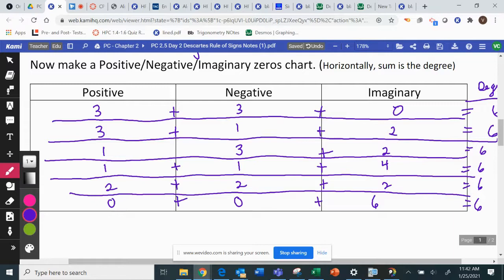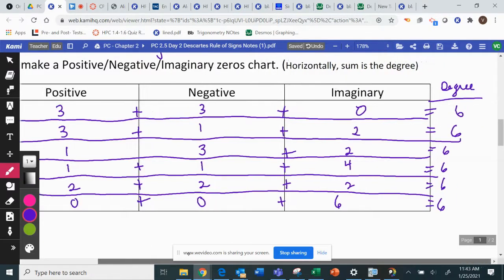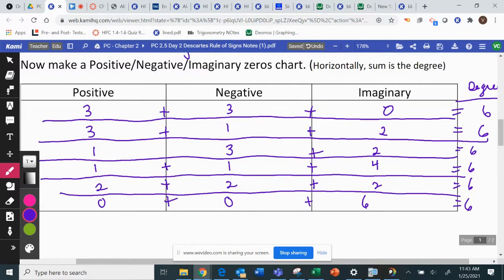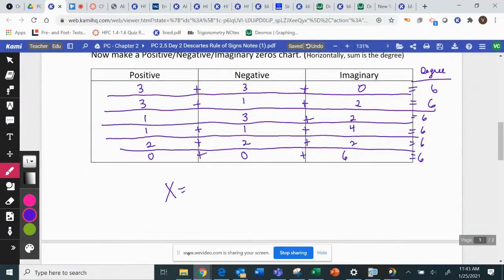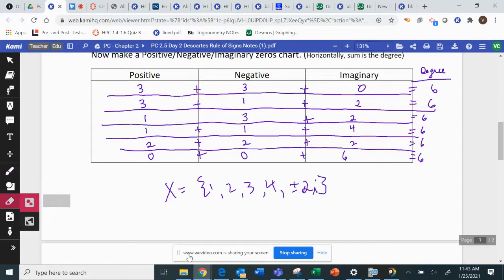So you just want to list all the different possibilities that you could have. Now, if I went ahead and solved this one, which I'm not going to do, but if I went ahead and solved this one and we found that our zeros were 1, 2, 3, 4, and then let's say plus minus 2i. Let's say that was my answers.